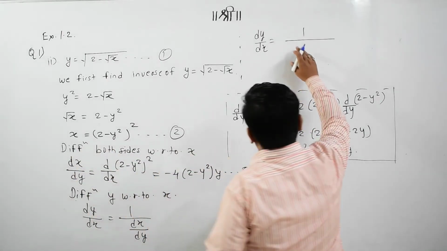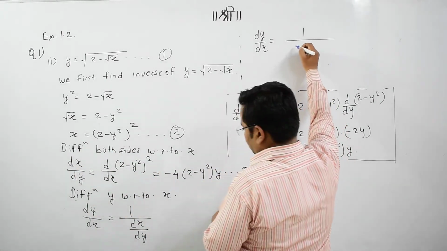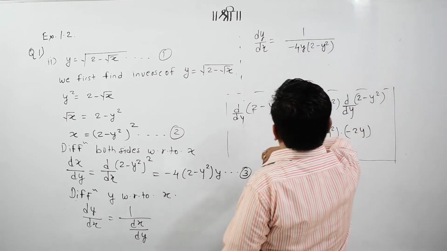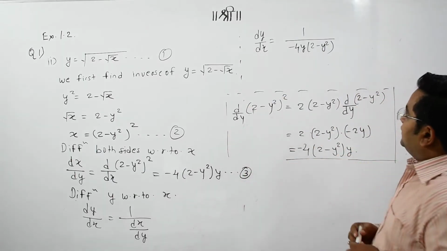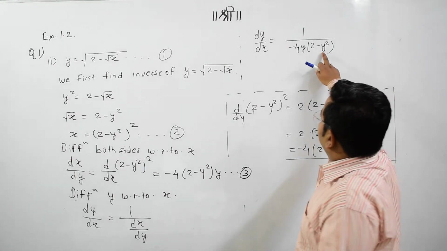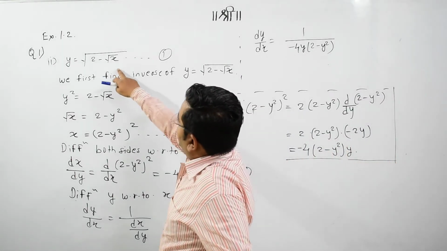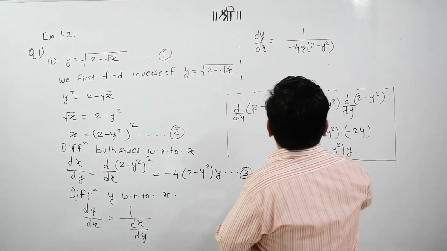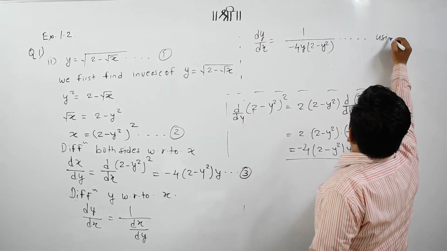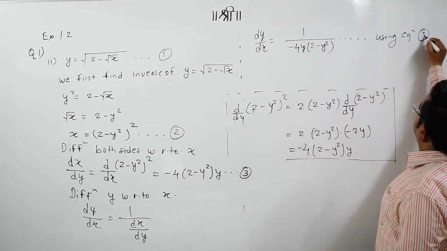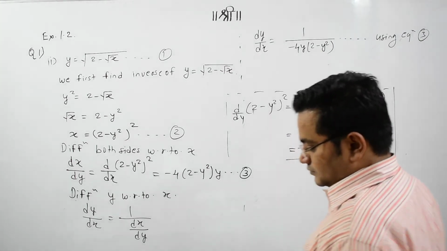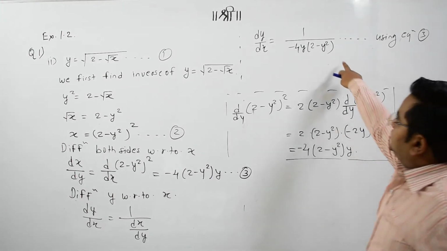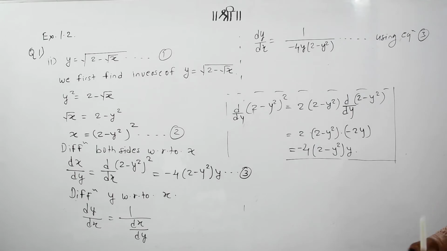So substituting the value from equation number 3, what will we get? Here you will get minus 4y into 2 minus y square. Now the next step is quite complicated. You need to substitute the value of y within this bracket, and only then can we solve this equation. So we solved this equation and found the value correctly, so this value is also correct. Look at it properly. Everything is good.